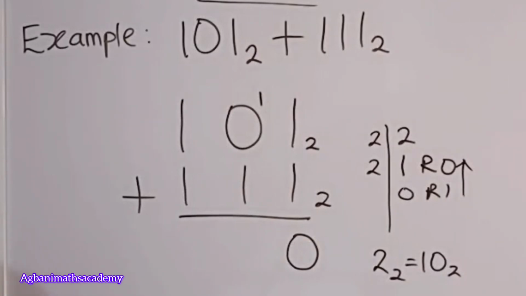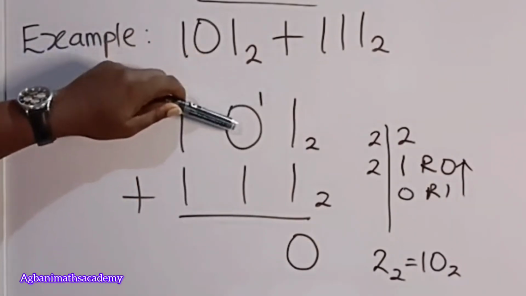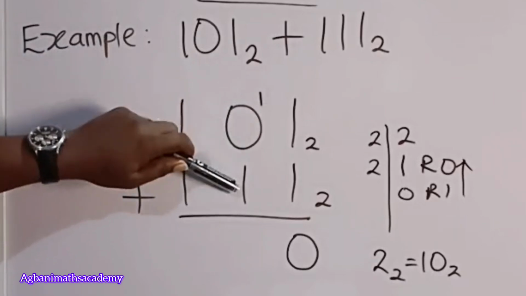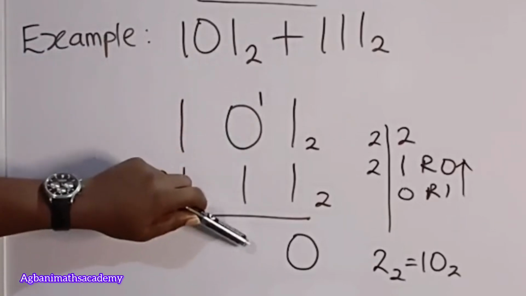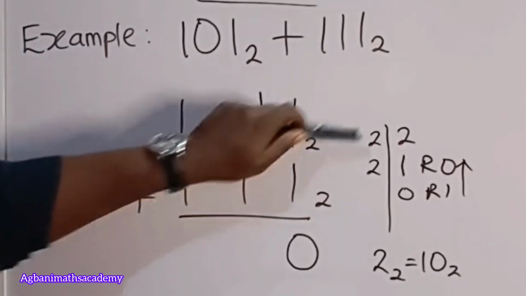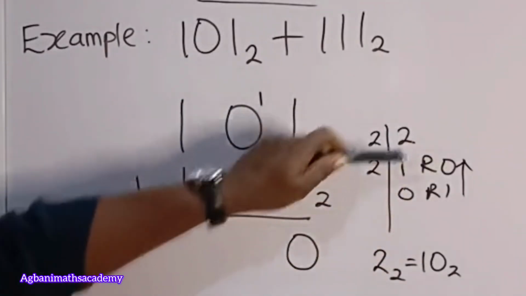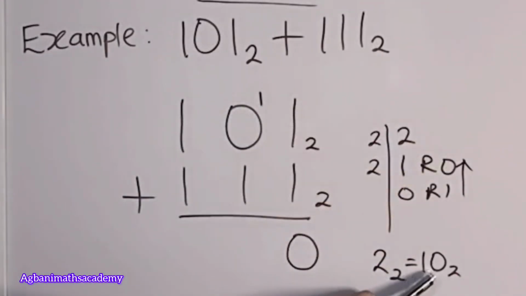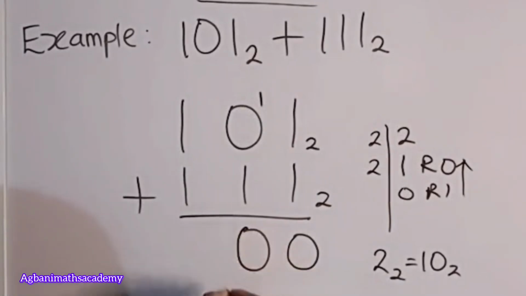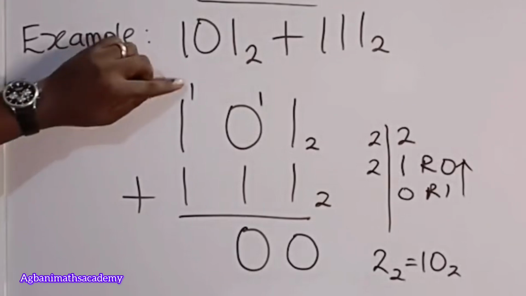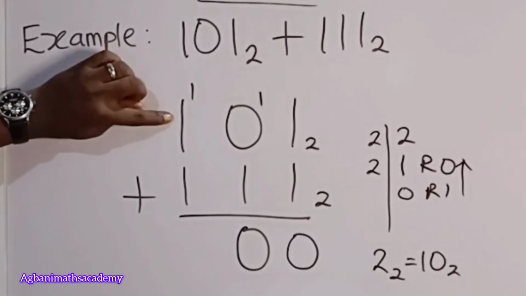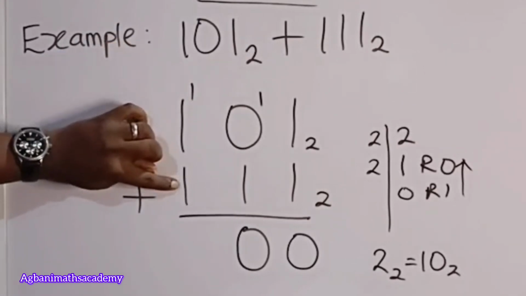Okay. So next we have 1 plus 0, that's 1, plus 1, that gives us 2. So we cannot write 2 here. We already know that 2 base 2 is the same thing as 10 base 2. So we're going to write a 0 here and bring a 1 here. So let's look at the next one. 1 plus 1, that gives us 2. 2 plus 1, that gives us 3.